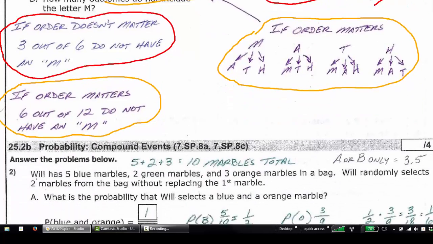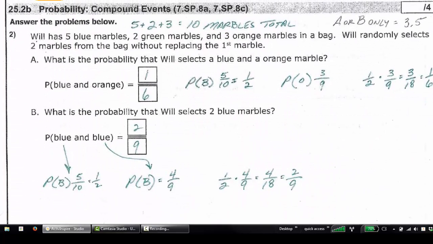All right, on to question 2. Here we go, question 2. So Will has marbles in a bag, 5 blue, 2 green, 3 orange. He selects 2 marbles from the bag without replacing the first marble. So he takes the first one out, records its color, sets it down on a table next to him, pulls the second one out. Since he's not putting marbles back in the bag, here's the thing that we have to know. When Will pulls that first marble out, there are 10 marbles in the bag. 5, 2, 3, 10 marbles in the bag.